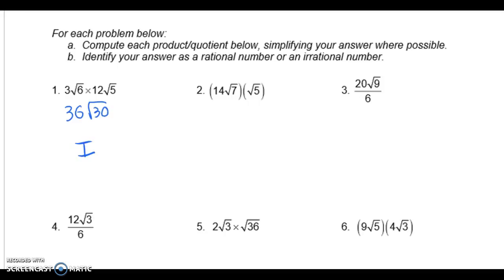If we did a question like number 3, yeah, I can divide 20 and 6, but I did notice that the square root of 9, that's a perfect square, so I can turn that into 20 times 3, which would give me 60 divided by 6, which would simplify down to 10. 10 can be written as a fraction, just 10 over 1, so that is a rational number.